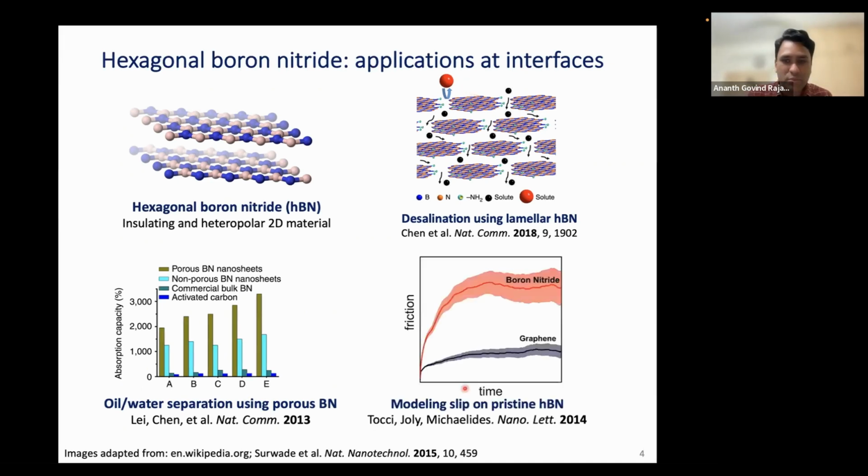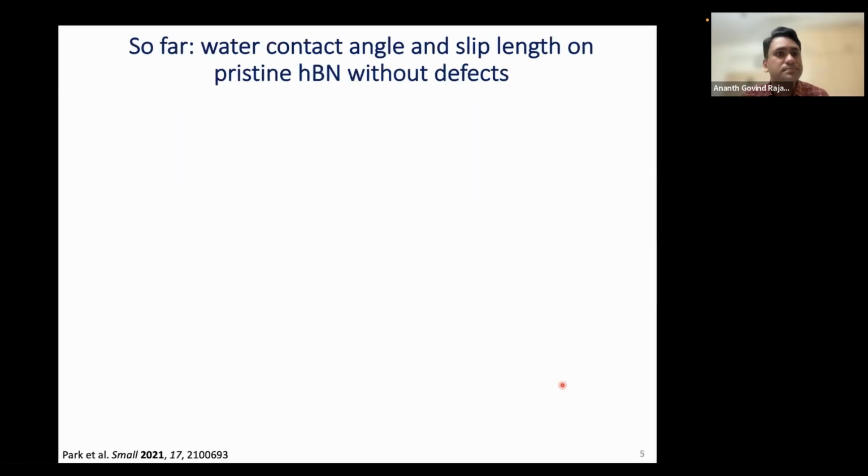And finally, in terms of some modeling work, this is work which is now almost a decade ago, wherein Angelos Michaelides looked at friction on boron nitride and graphene through ab initio molecular dynamics simulations, and they showed a threefold difference between the friction coefficients on boron nitride and graphene due to electronic structure effects.